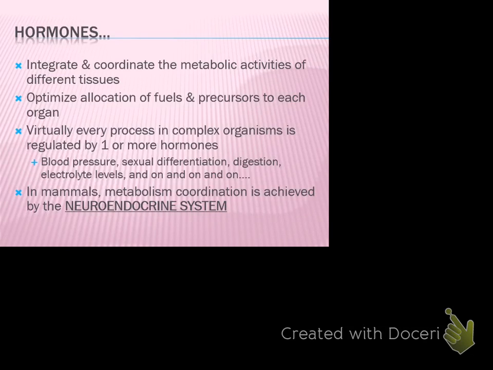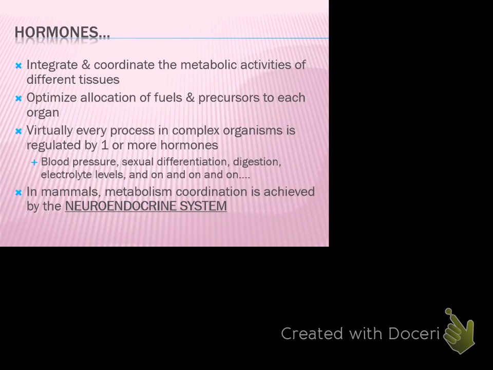Okay, and so virtually every process, in those of us that are complex organisms at least, is regulated by one or more hormones, whether it's sexual differentiation, which you guys really honed in on when I asked you for examples, or electrolyte levels, blood pressure, on and on. Every process that you can think of would be regulated by at least one or more hormones. Okay? And in mammals, it's achieved through what's called the neuroendocrine system. Right?